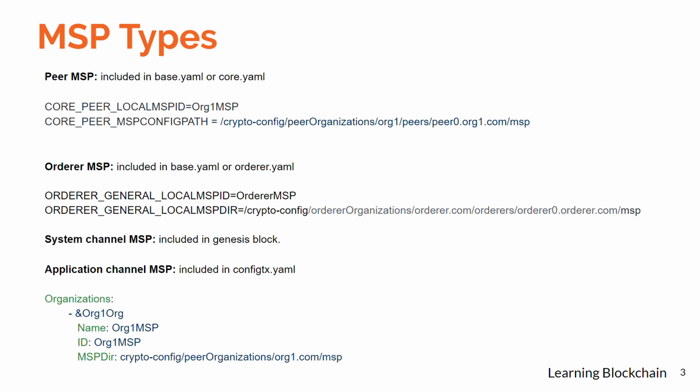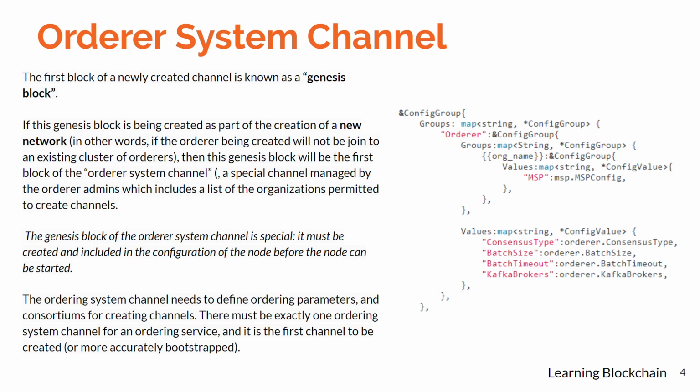configtx.yaml, we provide what the organizations are that are included inside this channel, because each channel needs to have some organizations, like 2 organizations create one channel, 3 organizations create one channel, and they participate in it. So their information is already present using one ID and the directory, that is, where they will search for the keys and the different things. So this is the holistic view of the MSP types. Now, move to the next slide.